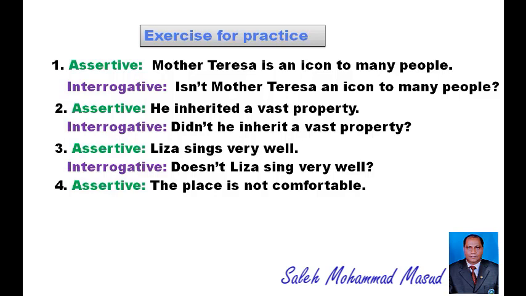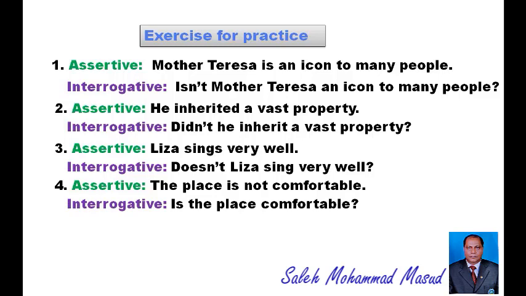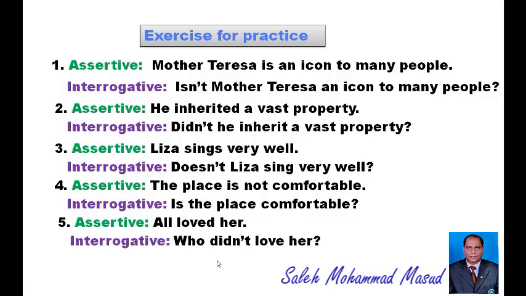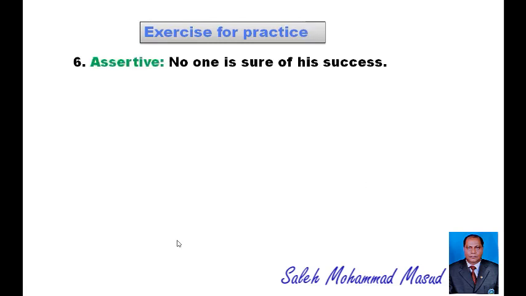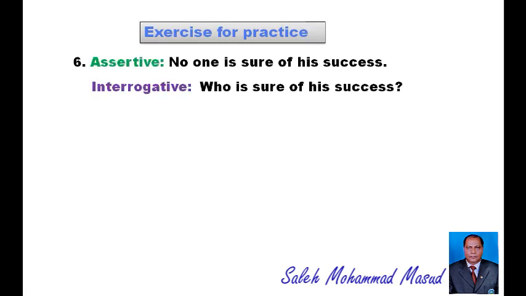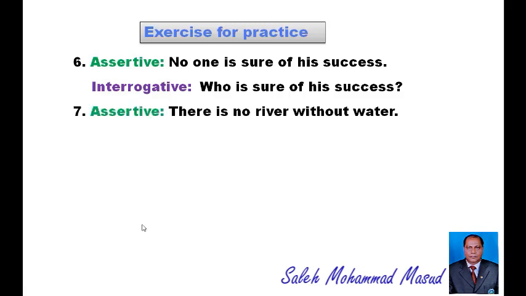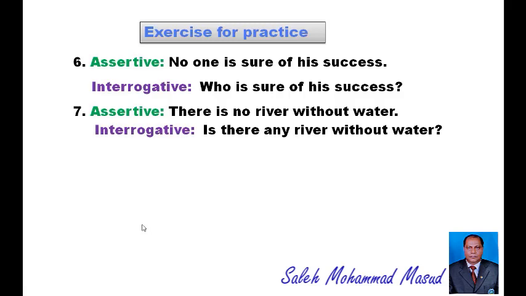Next one. The place is very comfortable. Interrogative: is the place comfortable? Next sentence. We loved her. Interrogative: who didn't love her? Next. No one is sure of his success. Who is sure of his success? Next for you. There is no river without water. Is there any river without water?